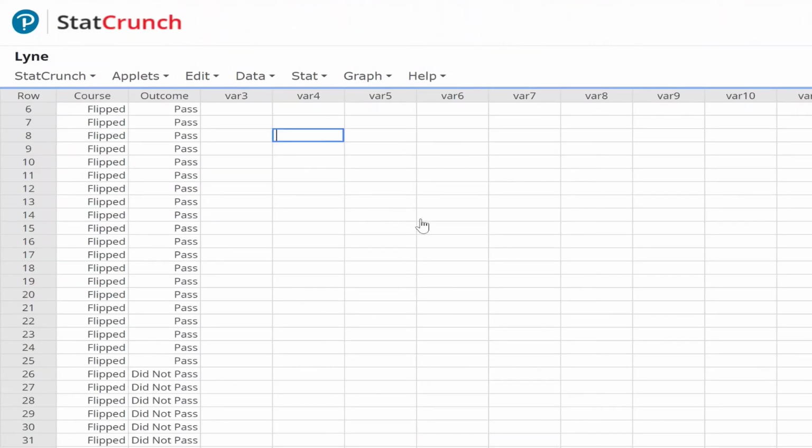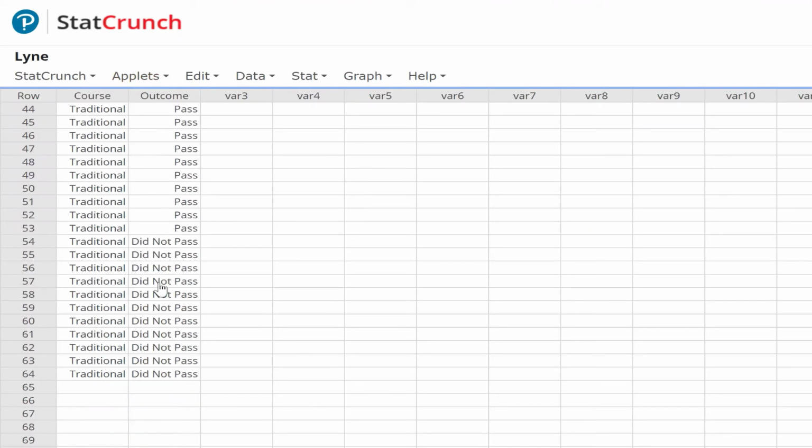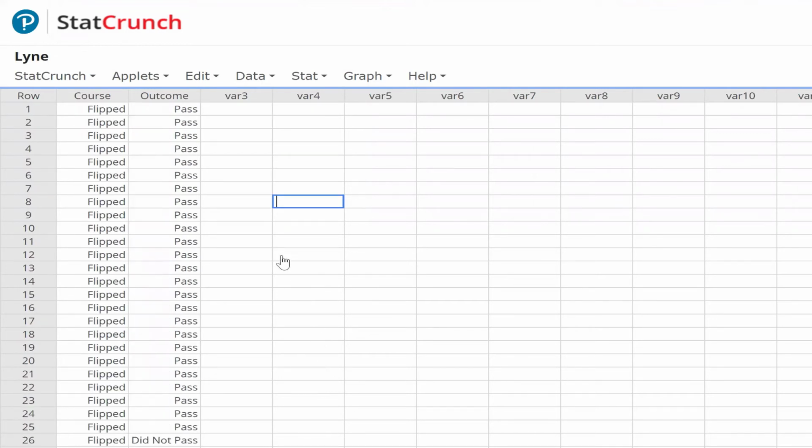So this data here is the observed results. The first column represents the course that you're in, whether it be the flipped or the traditional. And then the second column, outcome, is whether you pass the class or not. And so we had 25 in the flipped classroom pass, and then the rest did not pass. And then here are the students that passed in my traditional, and these are the students who did not pass. See how I have a total of 64 students, 32 in the traditional, 32 in the flipped. We can use this raw data to build the randomization applet.